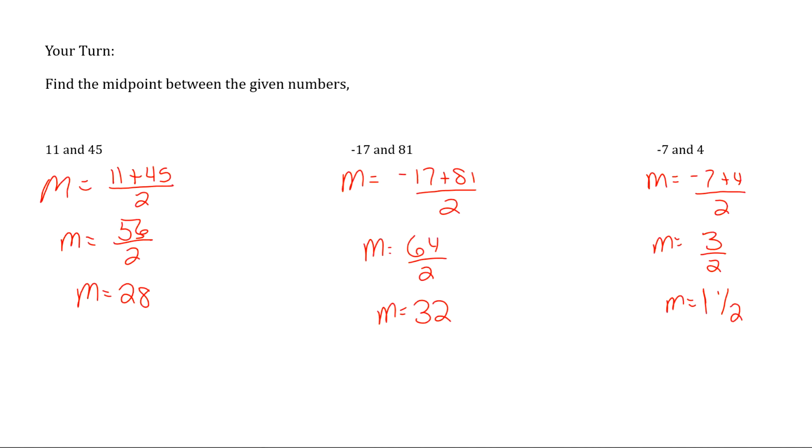-7 plus 4 gives you, actually it should be -3. My bad, that should be -3, not +3. So the midpoint should be -1 1/2. I am sorry about the typo or the miswriting on my slide.